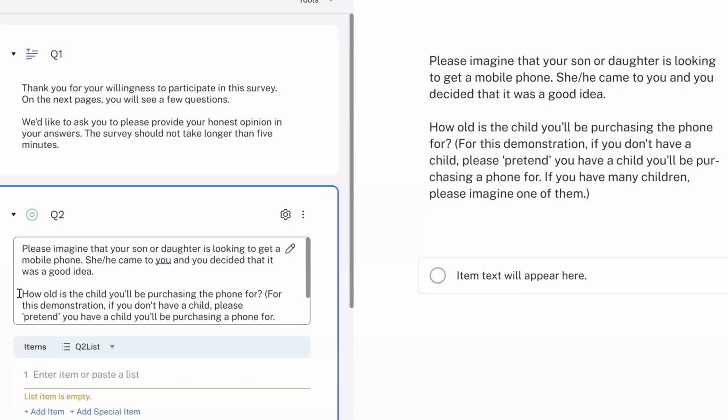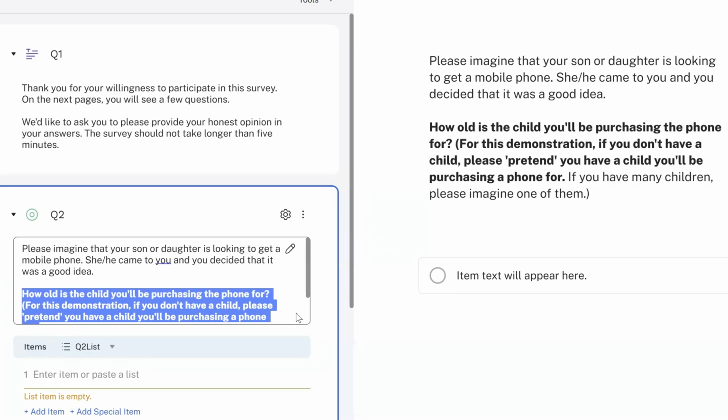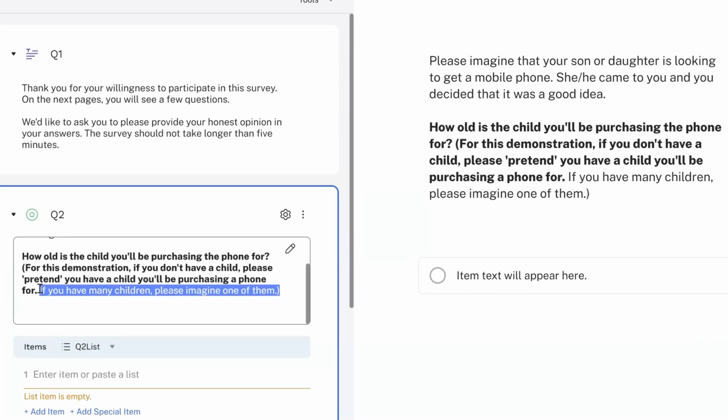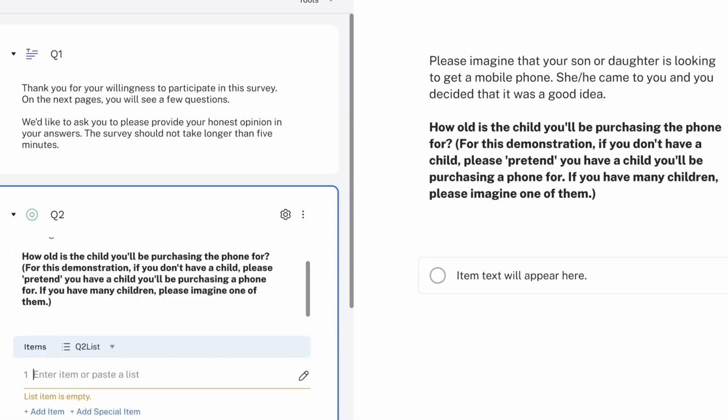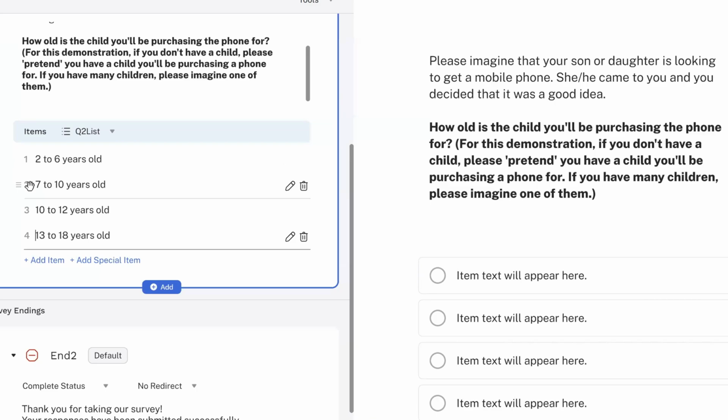So first, the question I'm going to ask you is, how old is the child that you'll be purchasing this phone for? I'm going to use this to segment people based on that one. And let's just give them some options here, potentially. All right, so it can be 2 to 6 years old, 7 to 10 years old, 10 to 12 years old, 13 to 18. Okay, that's great. And next, we're going to go into the conjoint analysis.